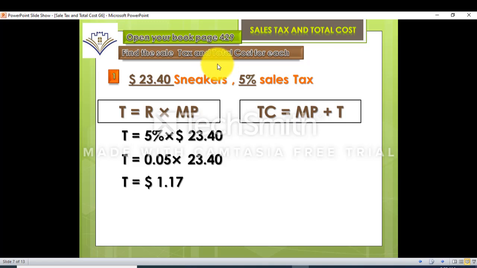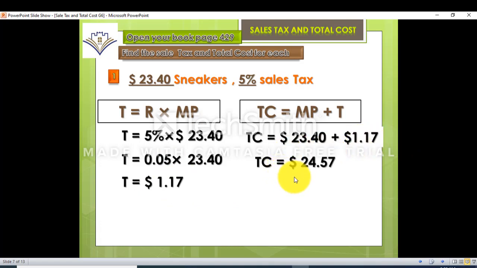The second part is to find the total cost. Total cost equals MP plus T. Then total cost equals 23.40, what is that? Remember with me, what is that? Yes, it's MP. Then 23.40 plus the tax here, $1.17. The sum of both, then total cost equals $24.57.